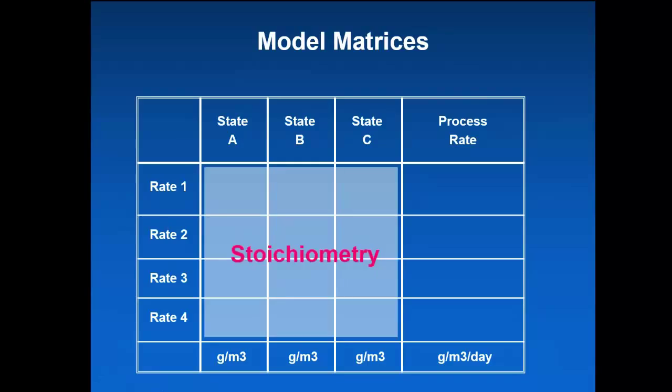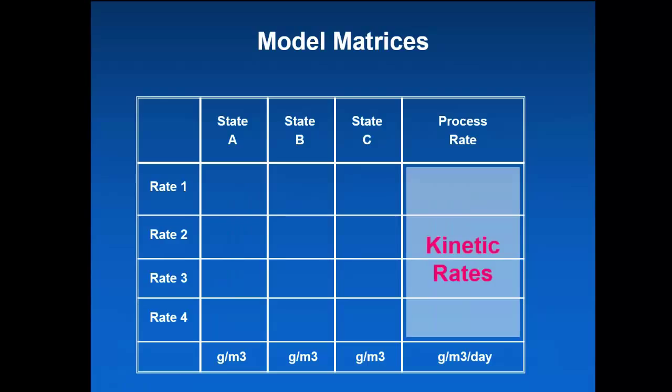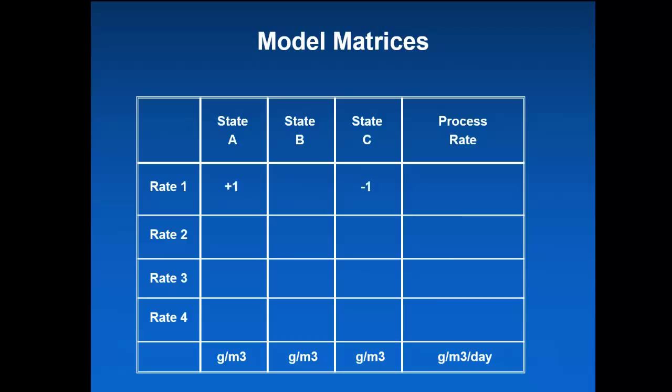So this portion of the matrix is where the stoichiometry is contained. So when rate 1 is going ahead and we have 1 unit of growth happening, the information in this particular part of the matrix will describe how much of state variable A is going to be used up and how much of state variable C will be produced, and so on. On this side of the matrix is where you find all of the kinetic rate information. This tells us how fast things are going to happen, and this is where you find your first order relationships or your second order relationships and your Monod terms and so on.